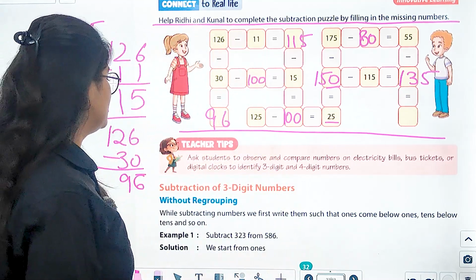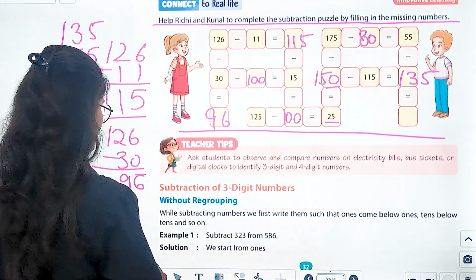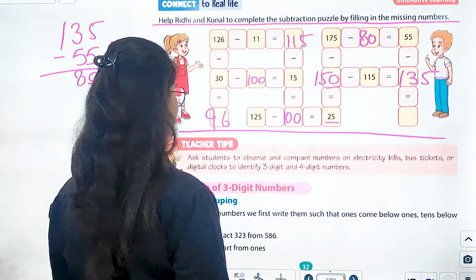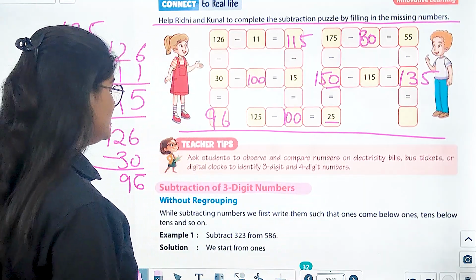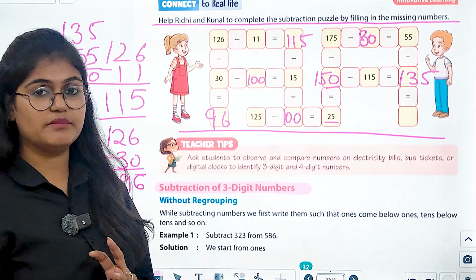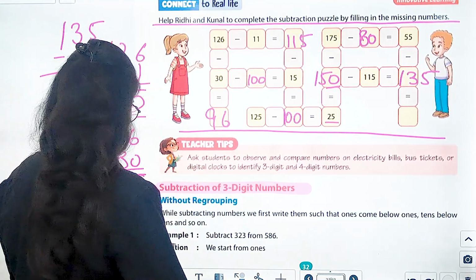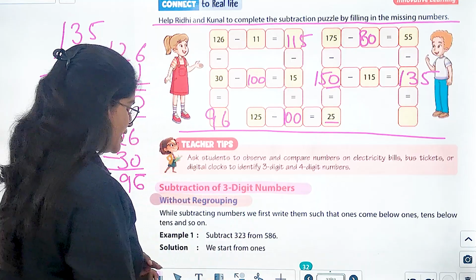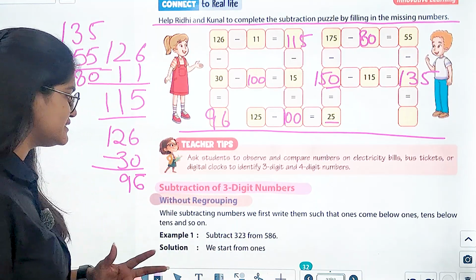Correct? Now, next, subtraction of 3-digit numbers. Now let's learn how we can do subtraction of 3-digit numbers. So, they say without regrouping, when we do not do regrouping.